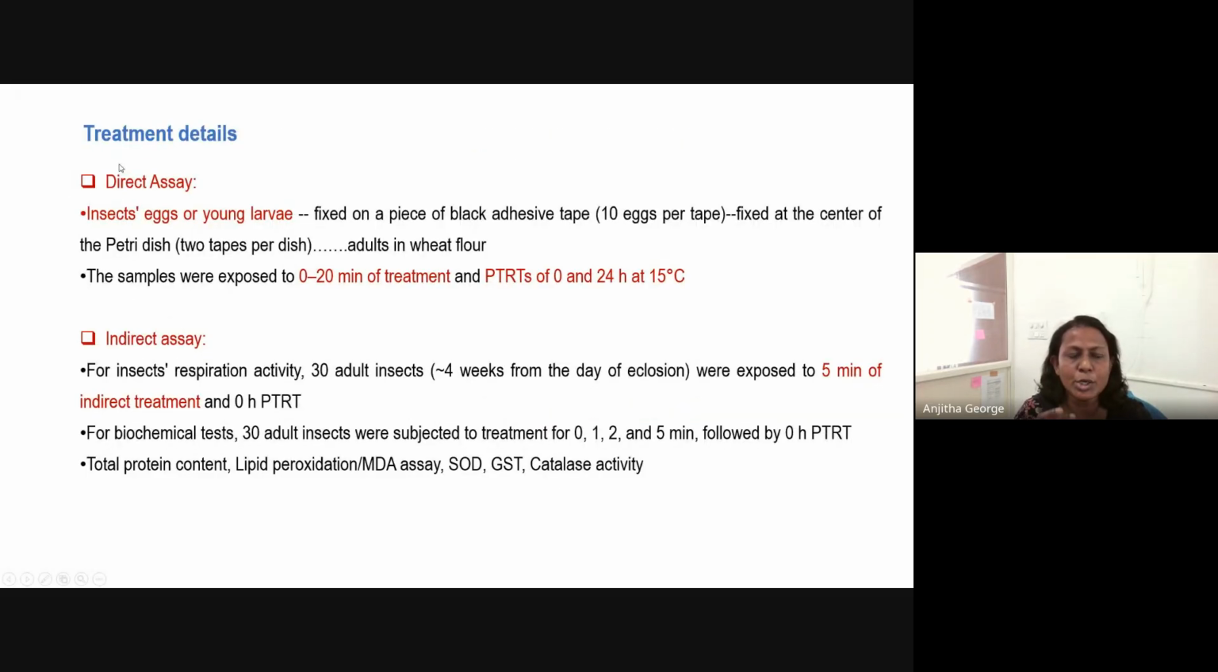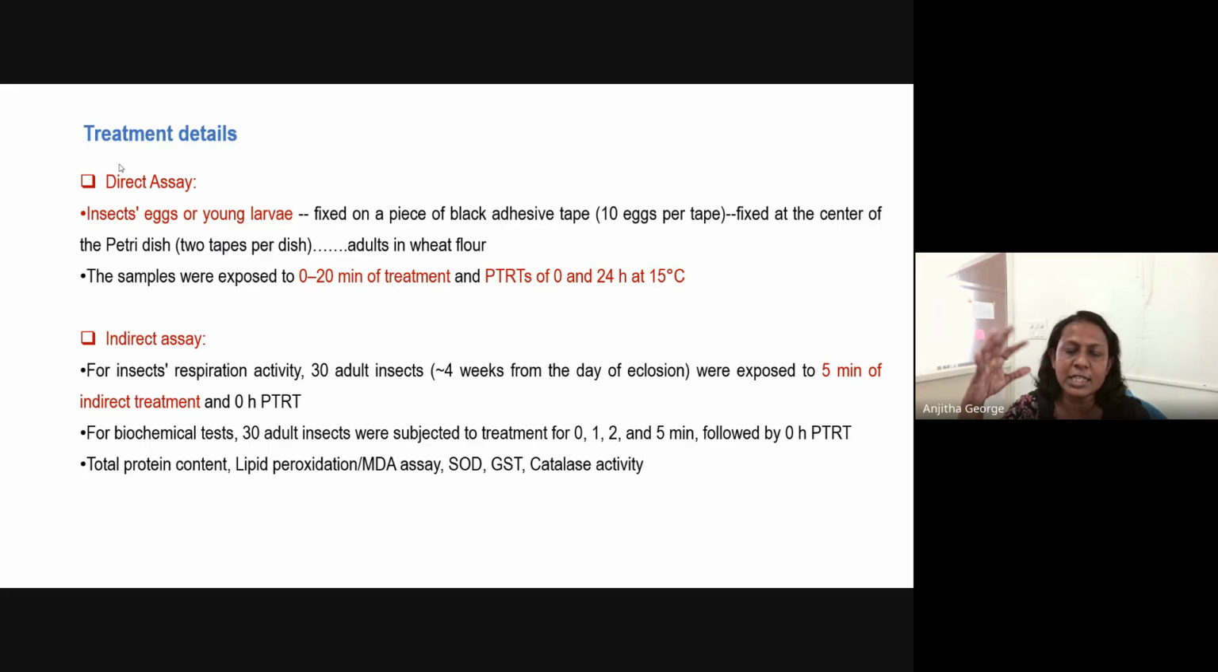I told you there is direct exposure and indirect exposure. In the case of direct exposure, with respect to eggs or the initial larval stages, they took a black sticky tape and pasted the eggs or the larvae onto this tape. Then they kept this tape inside the container, which was again covered with a polypropylene cover, and it was exposed to cold plasma.